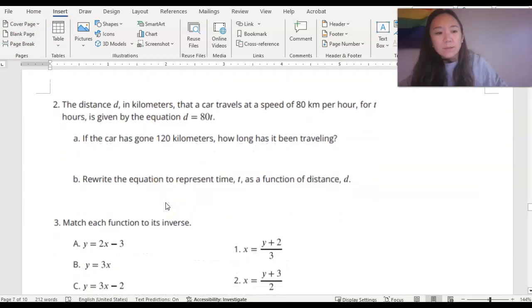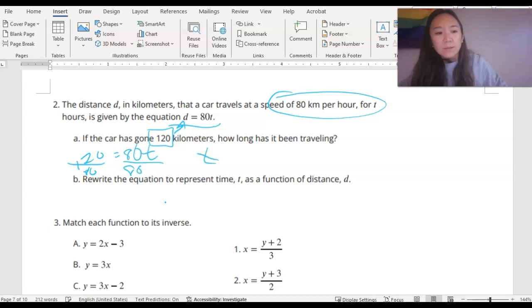So number 2, the distance d in kilometers that a car travels at a speed of 80 kilometers per hour for t hours is given by this equation. If the car has gone 120 kilometers, how long has it been traveling? So we would replace d with 120 equals 80 times t. We're going to divide both sides by 80. And so we get t equals 120 divided by 80. So t equals 1.5, and so that's 1.5 hours.